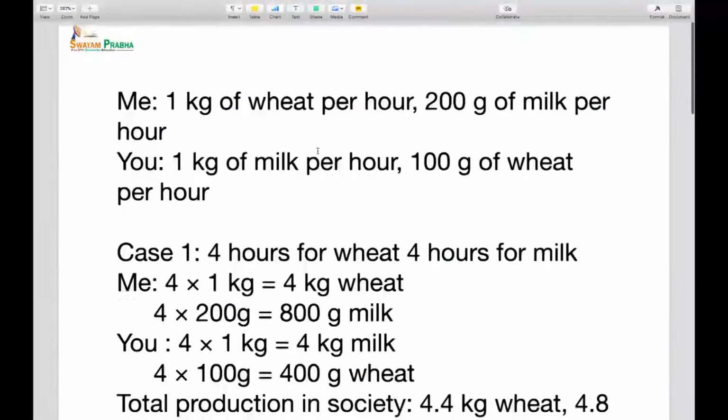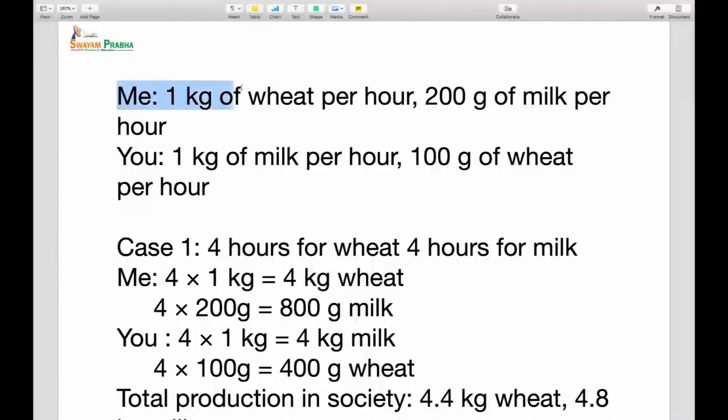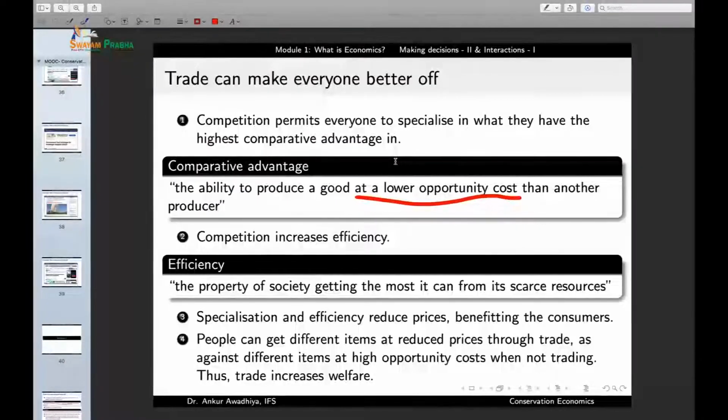So, in this case, I was able to make 1 kg of wheat per hour, and you were able to make only 100 grams of wheat per hour. So, in this case, I have a comparative advantage in the case of wheat. Whereas in the case of milk, I was only able to produce 200 grams per hour, but you were able to produce 1 kg per hour. So you have a comparative advantage in the case of milk. So comparative advantage is the ability to produce a good at a lower opportunity cost than another producer.